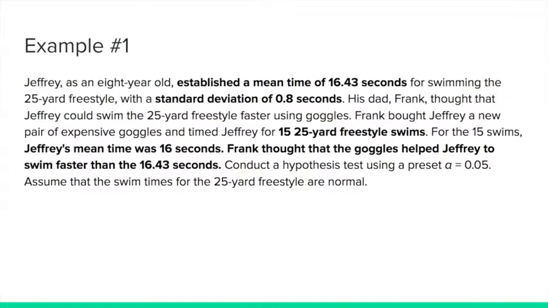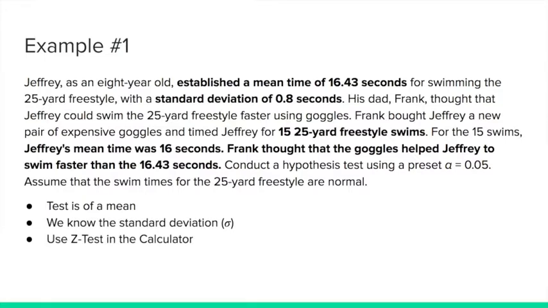is normal. So this is a test of a mean, right? We're talking about the mean time for this young man's swimming. We are given the population standard deviation, so we know that with that standard deviation we can use the normal distribution. Okay, we have sigma. Remember, population standard deviation is sigma. So we're going to use the normal distribution with a z-test. All right, the function we'll use in the calculator is z-test. I'll show you that when we get to the document camera.